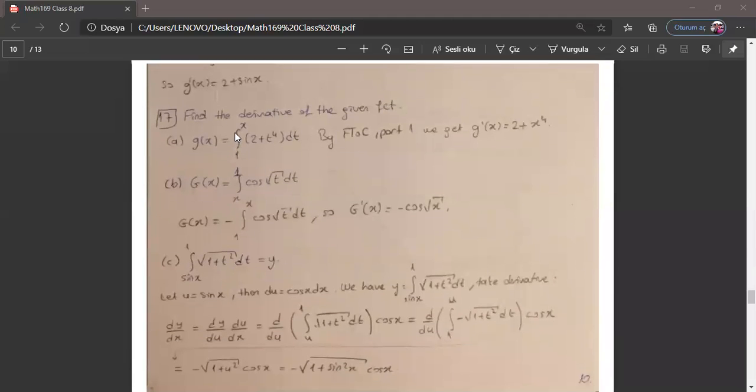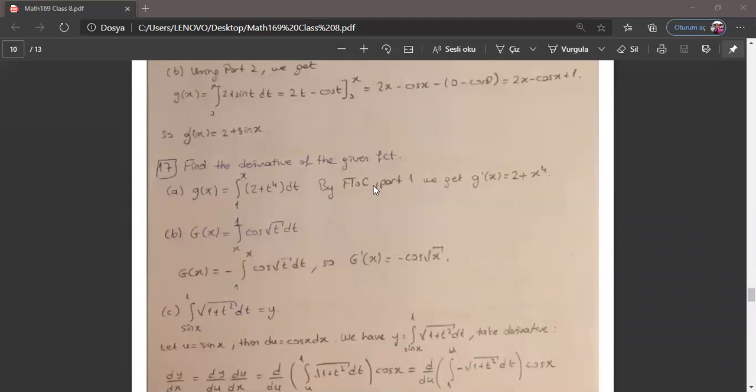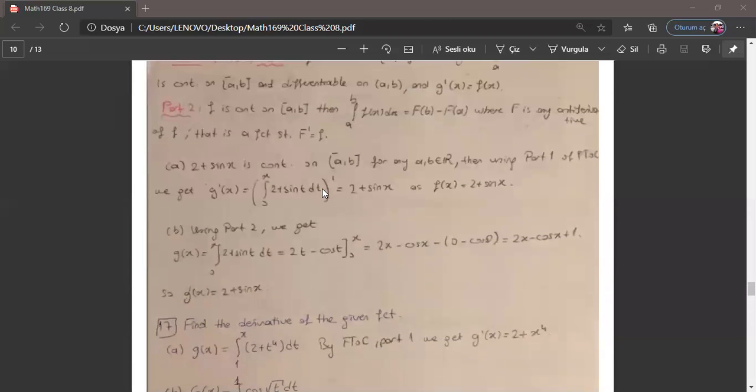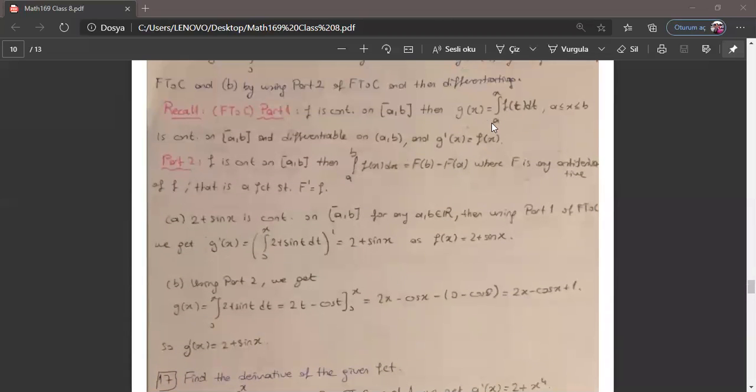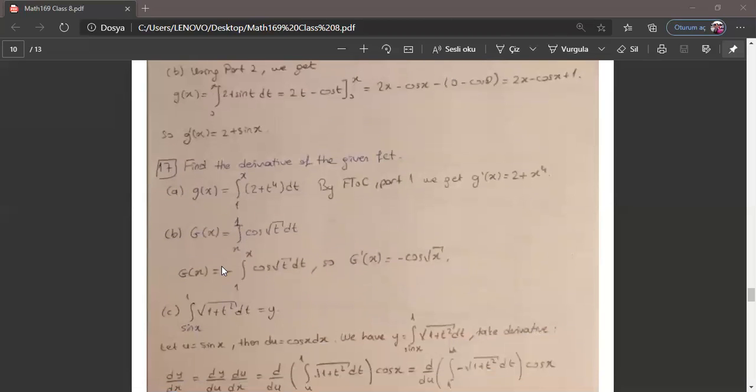Again, we find the derivative. We use the first part of the fundamental theorem and get this. So you have this function, 2 plus t to the fourth. And what's f of x? We just plug t equals x to find the derivative. For this, we have some constant to apply the theorem. We need to have some constant below and x above, okay? So here we have some constant above.